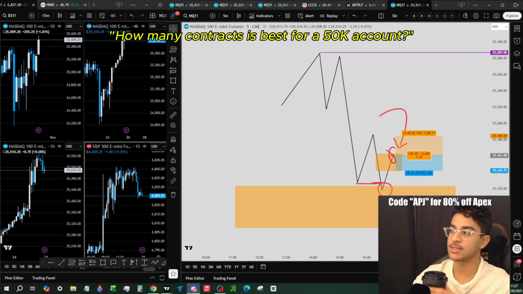If you have a 150K, that's double the drawdown. If you have $5,000, I like to trade 2 minis, sometimes 3, but that's my personal preference based on where I am.